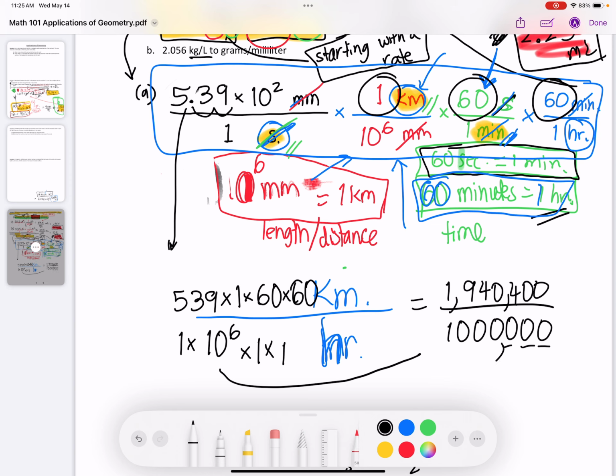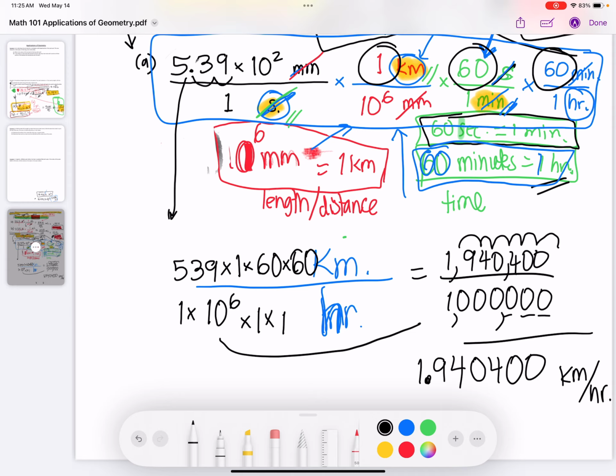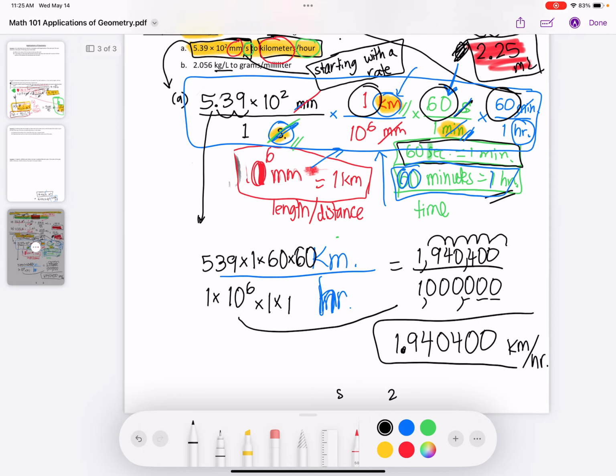And what is that? That's like 1 million? So really you're just dividing 1,940,400 by 1 million. That's just going to move the decimal over. It's 1.9. If I take the decimal of this number and move it over 6 times, 1, 2, 3, 4, 5, 6, it would be right between the 1 and the 9. So I'm going to keep everything else. Yeah, I could drop those 2 zeros at the end, but that's okay. And now I can write kilometers per hour. Whew. That was tough. Oh, man.